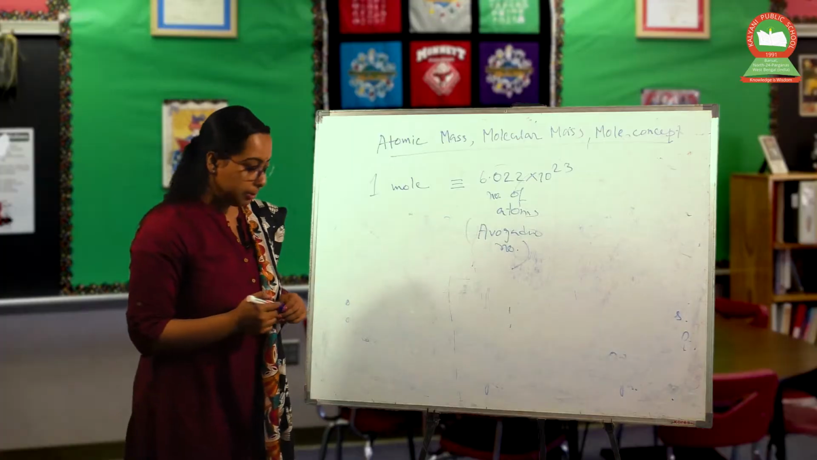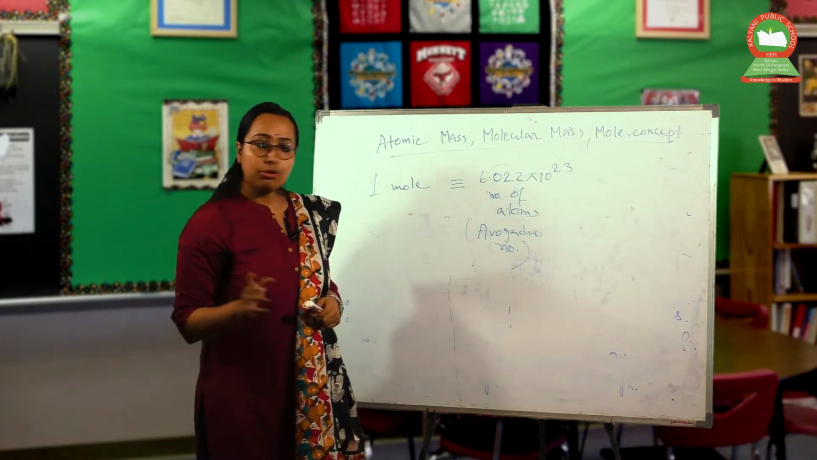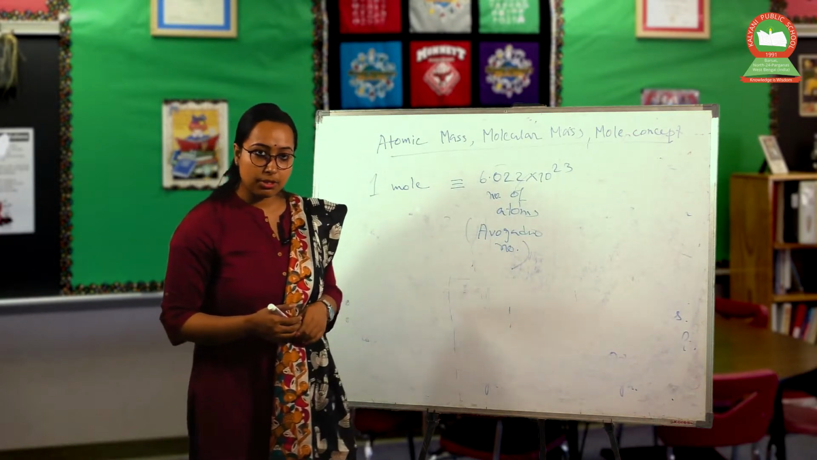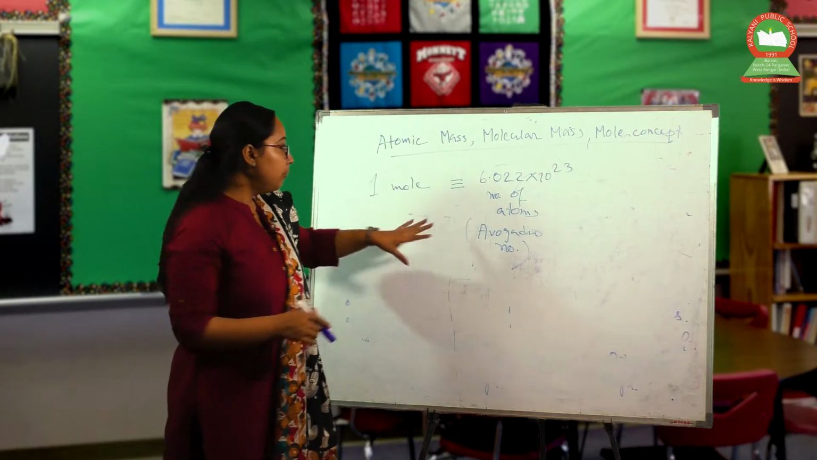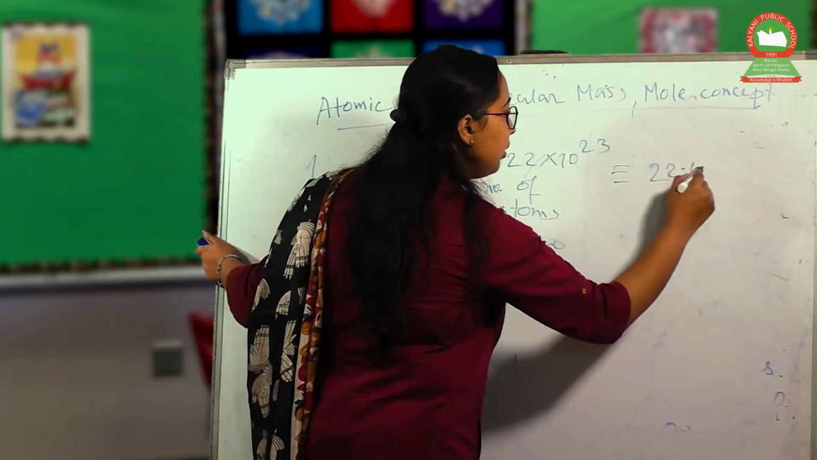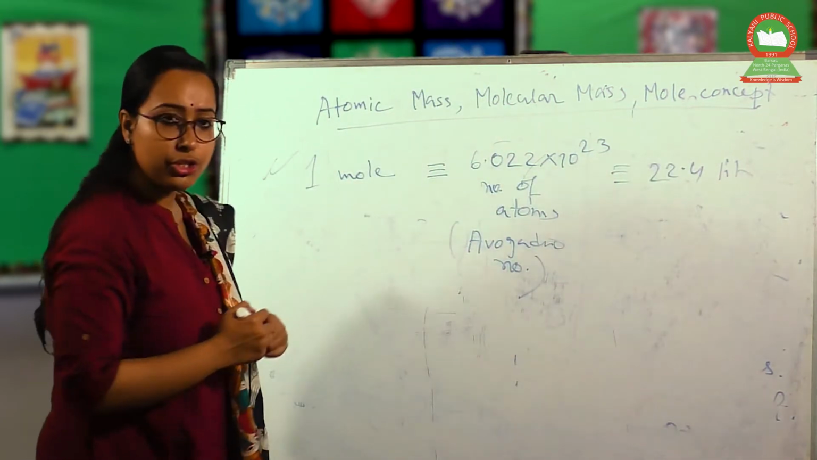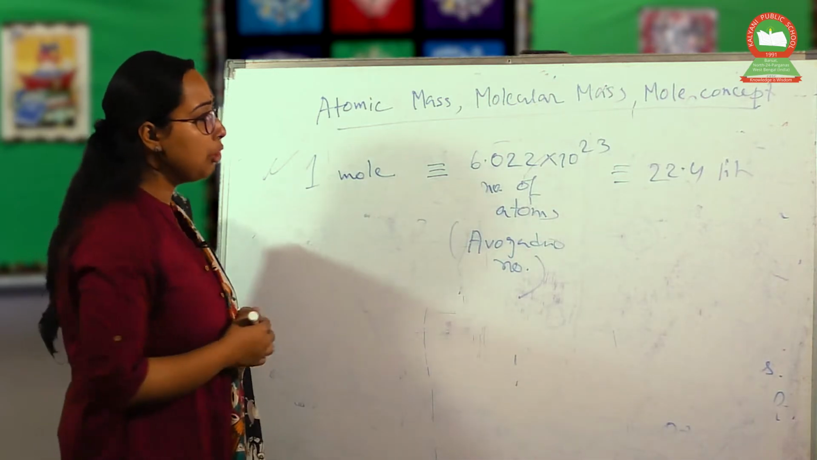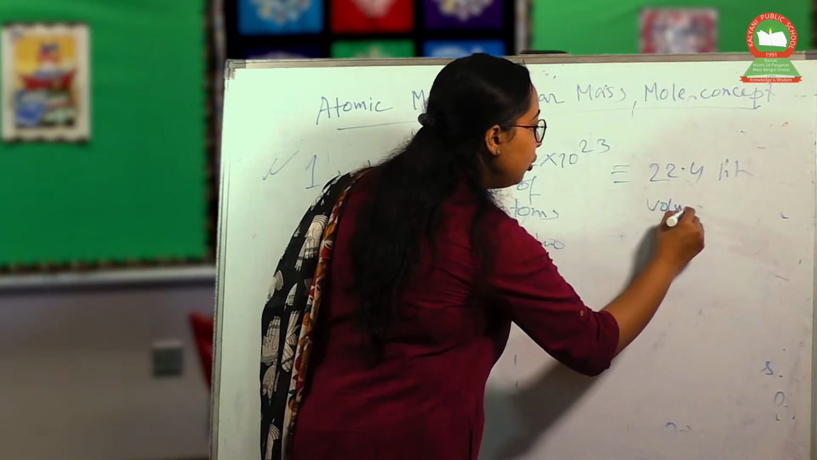This is the Avogadro number. So 1 mole is exactly equivalent to 6.022 × 10^23 atoms. Any 1 mole of any element will be exactly equal to this, and this is 22.4 liters. This is a very useful equation to calculate different types of numericals. So this is 22.4 liters of any gas volume.